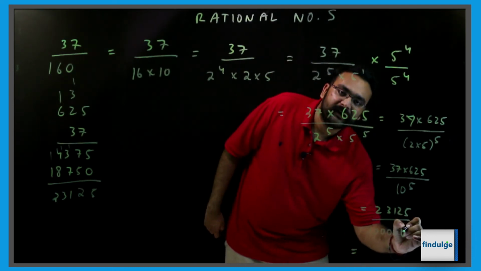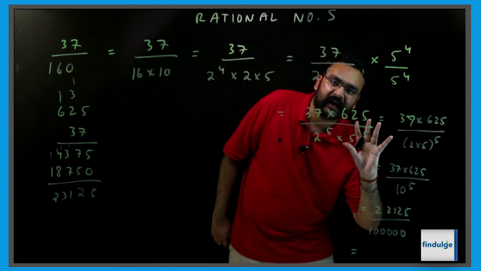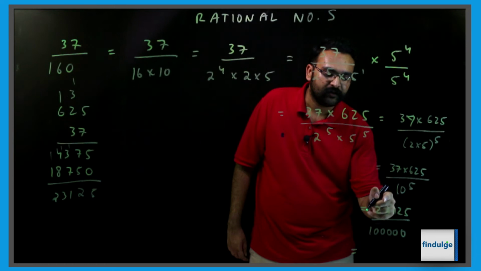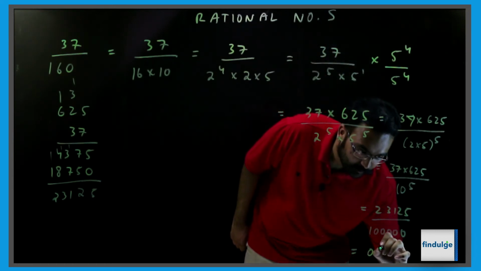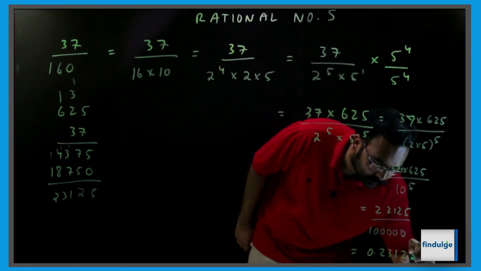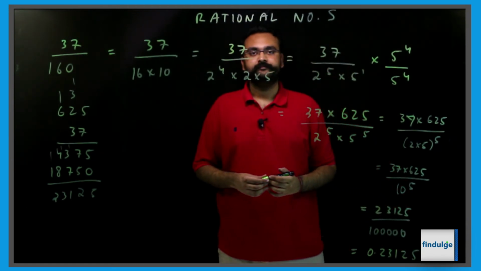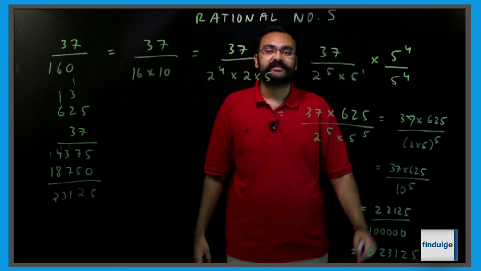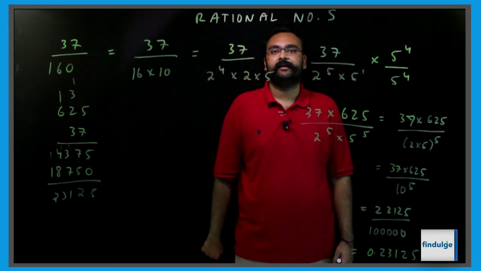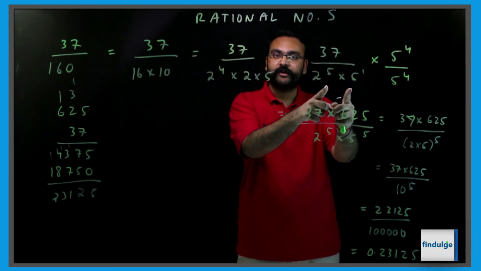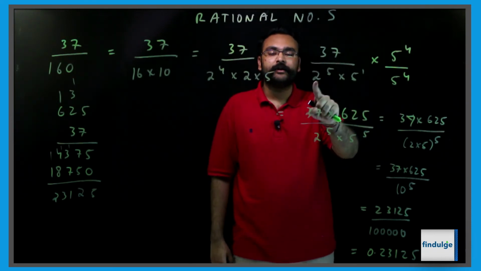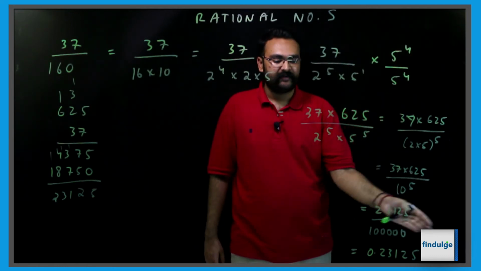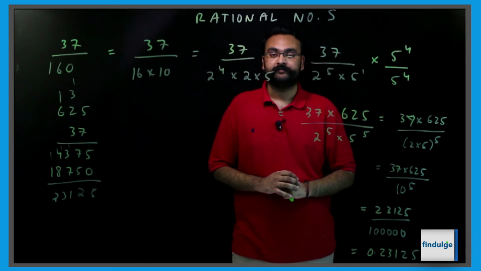How many times will we shift the decimal? 5 times. Where? To the left. 1, 2, 3, 4, 5. 0.23125. This is how we come from a fraction to a decimal if it is terminating. We find the factors of the denominator, try to make the 2 and 5 have the same power, multiply accordingly, and then shift by the number of zeros.